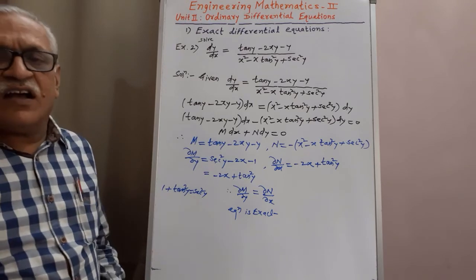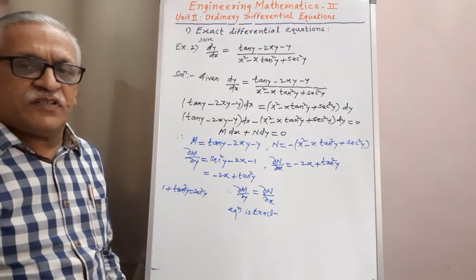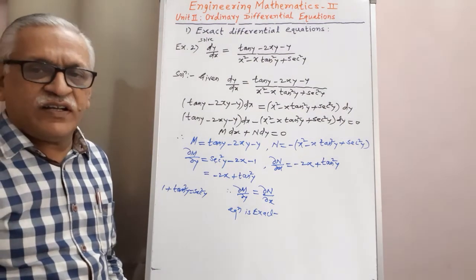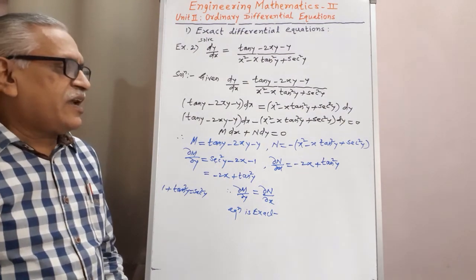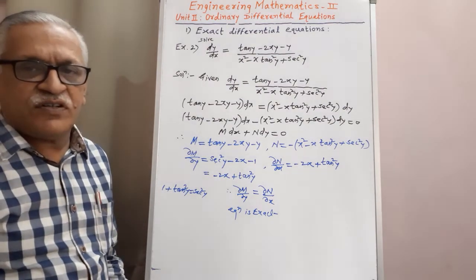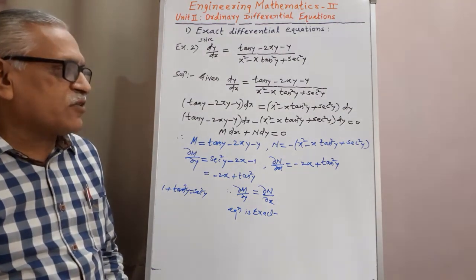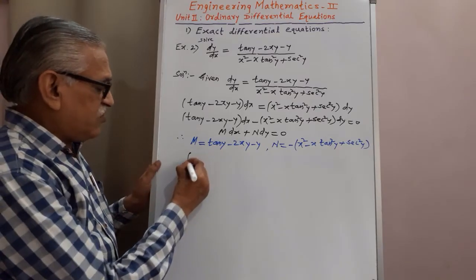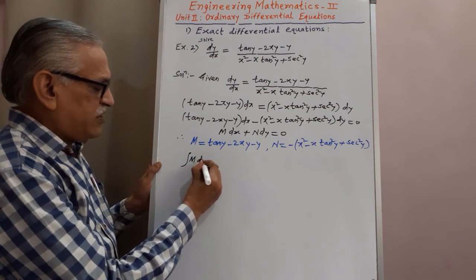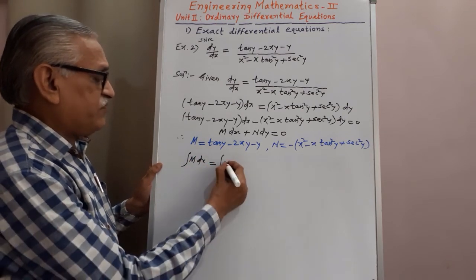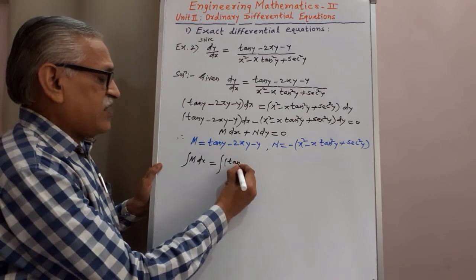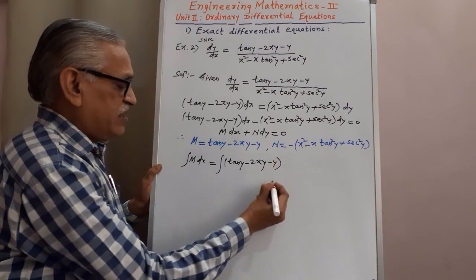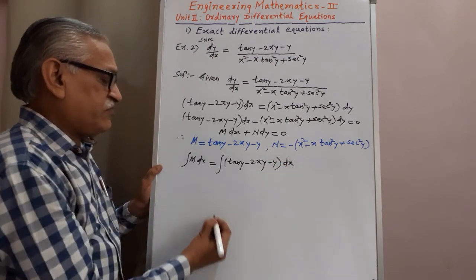As it is exact, we perform two steps to find the solution. In the first step, we find the integration of M with respect to x, and in the second step, the integration of terms from N which are free from x, with respect to y. Integration of M with respect to x: integration of tan y minus 2xy minus y with respect to x.